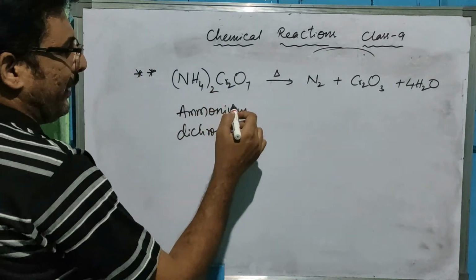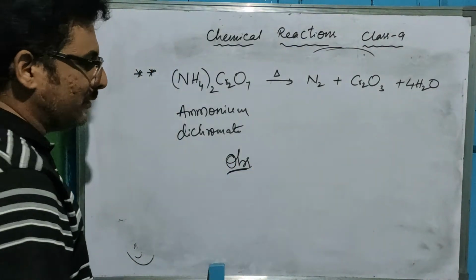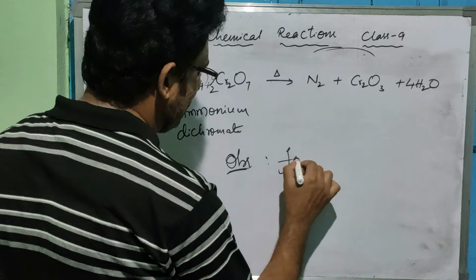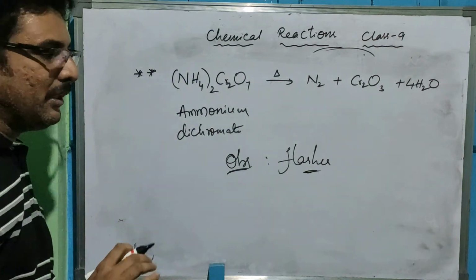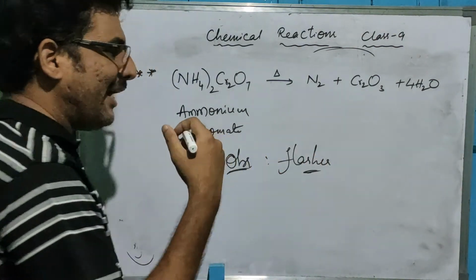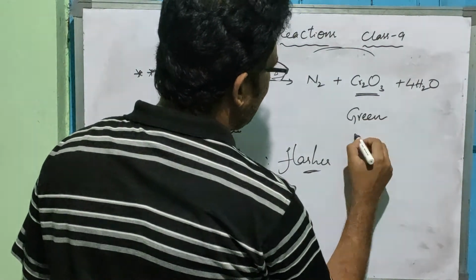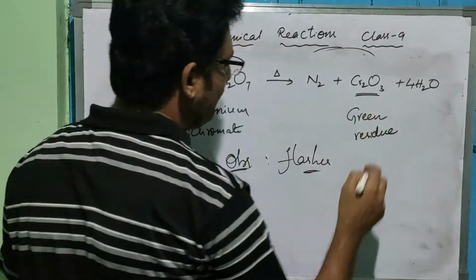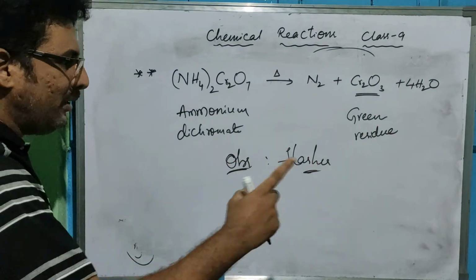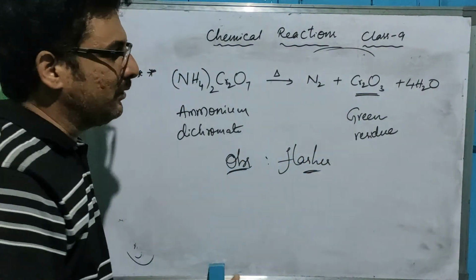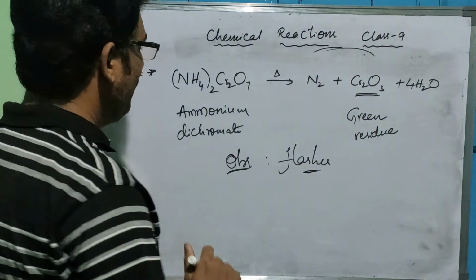When this ammonium dichromate is heated, there will be a very important observation. It burns with flashes. You can see beautiful flashes when you heat it. And after the reaction is complete, you will get Cr2O3, a green colored residue. So there are two important observations: you see flashes while the reaction is going on, and after completion you get a green residue, which is nothing but chromic oxide.